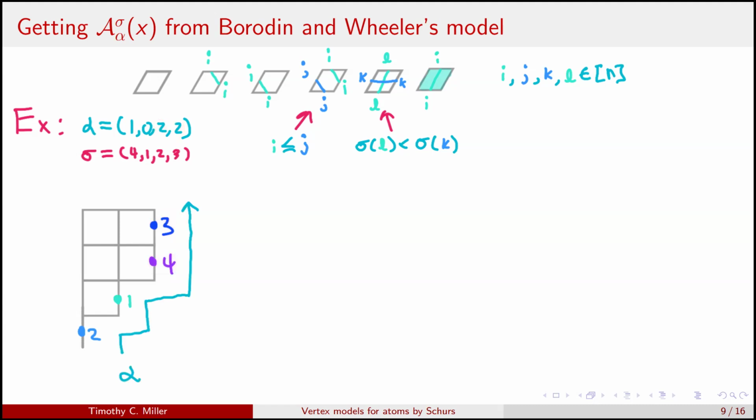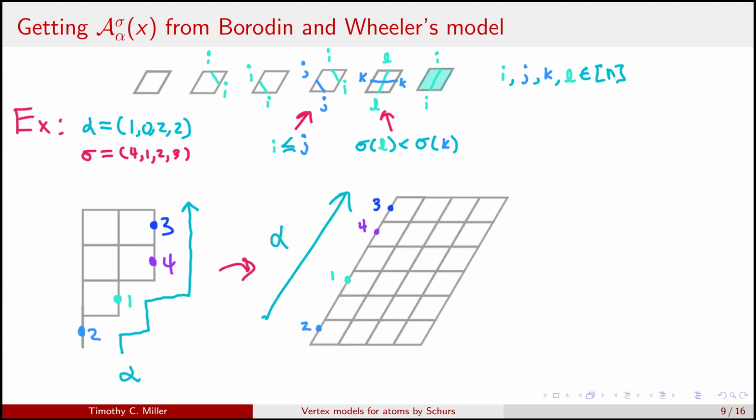And then you read off alpha from these sites, and you put that on the side of a grid, similar to as we did before. And this time we put sigma inverse on the bottom. And that's just to make it match with the standard definition of the atoms. And you fill in all possible ways. You get a weight just as before.